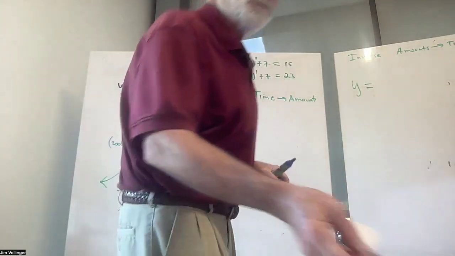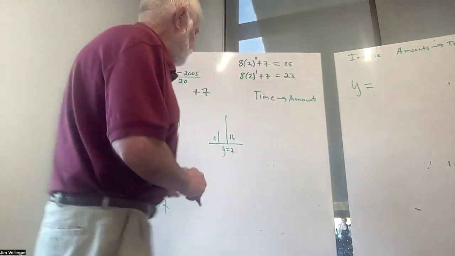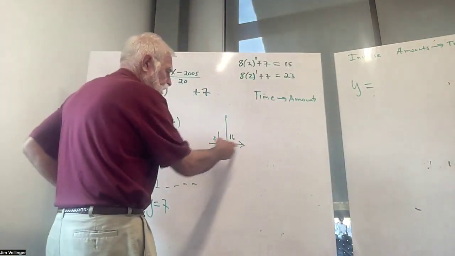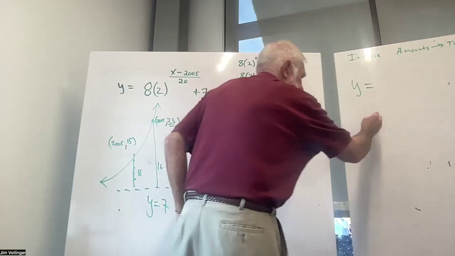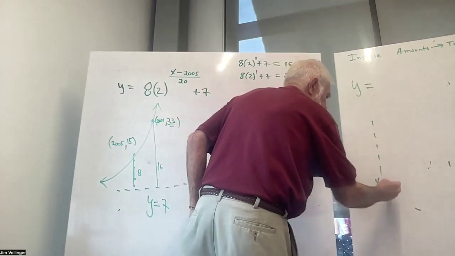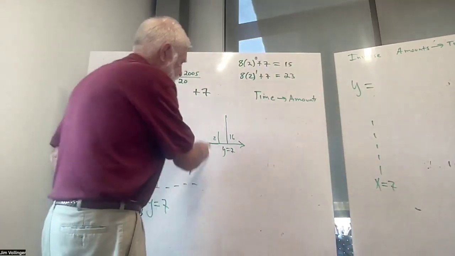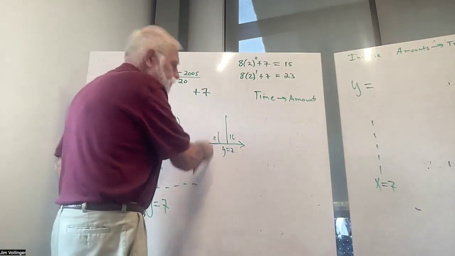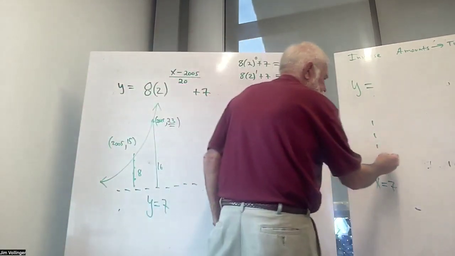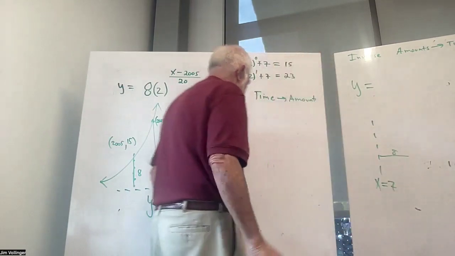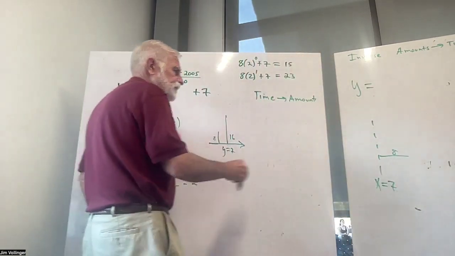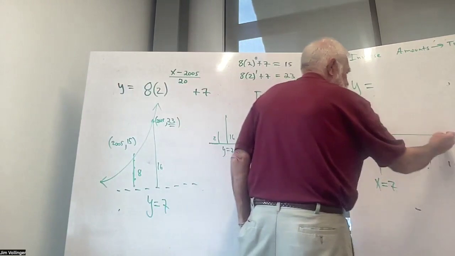Okay, so what is the inverse of a horizontal line, a vertical line, which is an x equals? What is the inverse of a vertical 8? A horizontal 8. What is the inverse of a vertical 16? A horizontal 16.